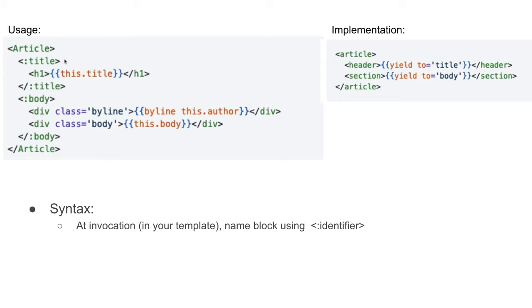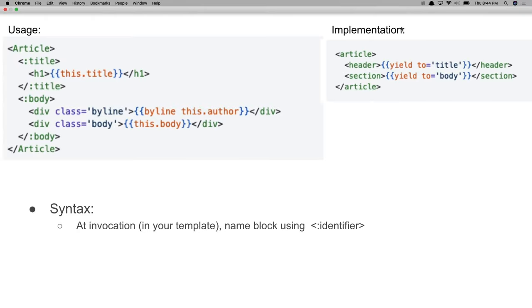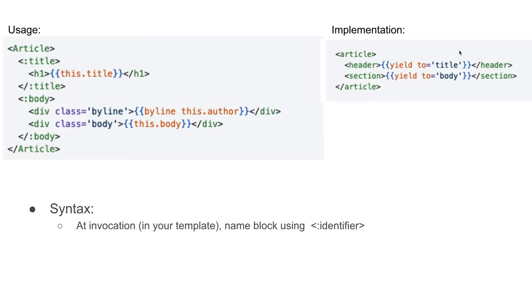Yes? How does that get yielded? I guess I'm seeing the before and the after, but I'm not necessarily... No. This is how you pass. The left is passing. The right is using the pass. Okay. I see. Got it. Yeah. The left side is invoking the article component, passing it some named blocks. You are a user of this component here. If you are the author of the component, the implementation is how you do it and name those slots there.